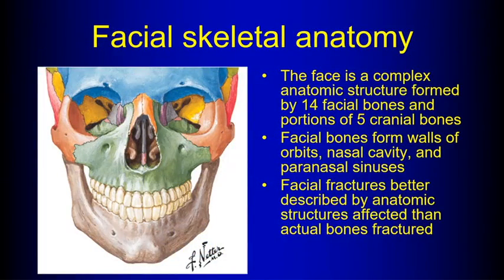So first off, the facial skeleton is a complex anatomic structure formed by 14 facial bones and portions of 5 cranial bones. And it houses the orbits, nasal cavity, paranasal sinuses, and it protects our ability to see, breathe, smell, eat. And so when describing facial fractures, it's better to describe the anatomic subunits that are involved, such as the medial orbital wall, instead of trying to describe each individual bone which is fractured.